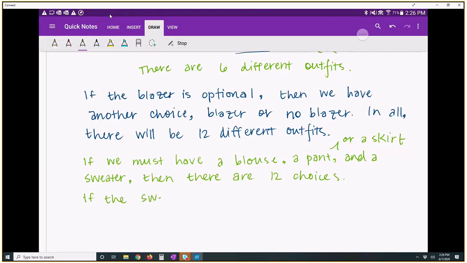If the sweater is optional, then again, it's another choice, so I multiply by 2 again.